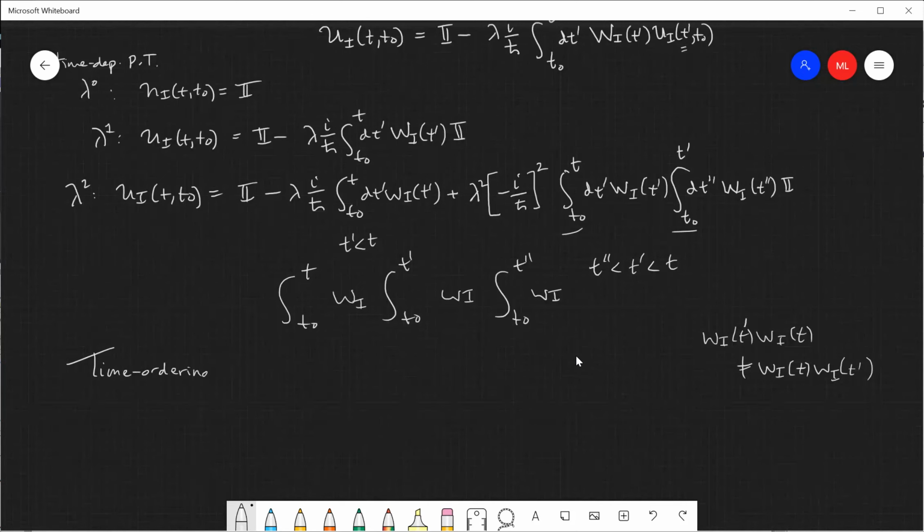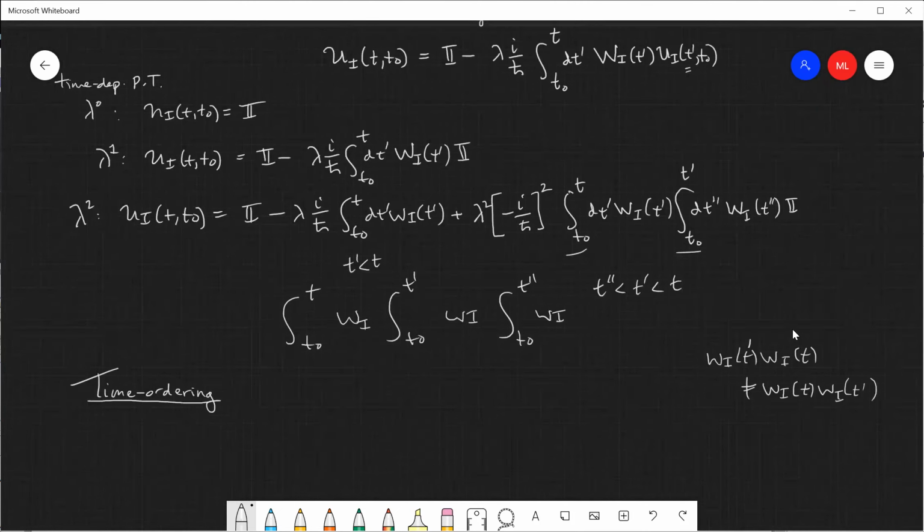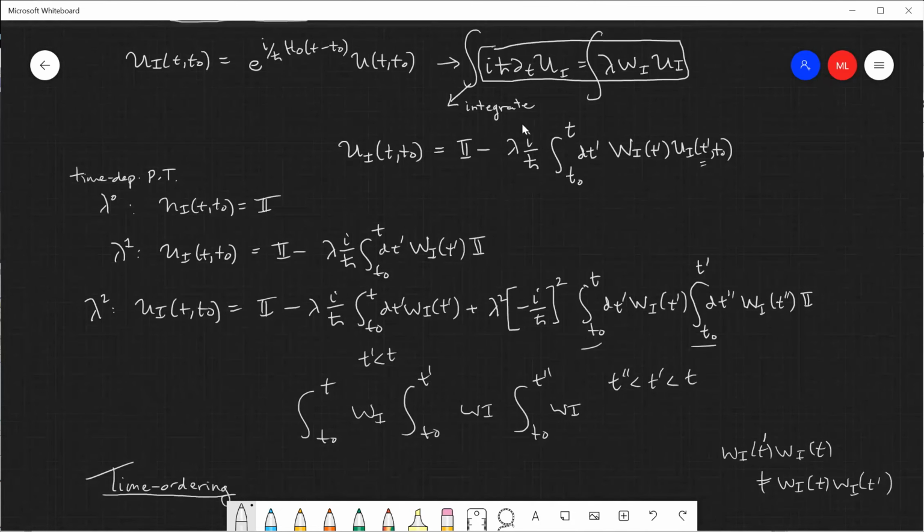And this is a way of keeping track of this idea that sometimes they won't commute. But before I move on, are there any questions about this basic setup of what I'm doing here? This is the general solution.